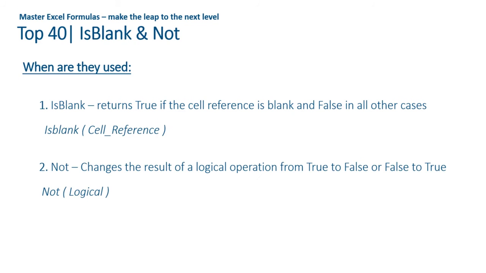Now the next two formulas are ISBLANK and NOT. ISBLANK basically checks, again another logical function, whether the specified cell has anything in it or it is empty. If it is empty, it's going to return true. If it's not empty, it's going to return false. NOT basically changes the result of a logical operation from, let's say, true to false or false to true. I'll show you an example of that as well.